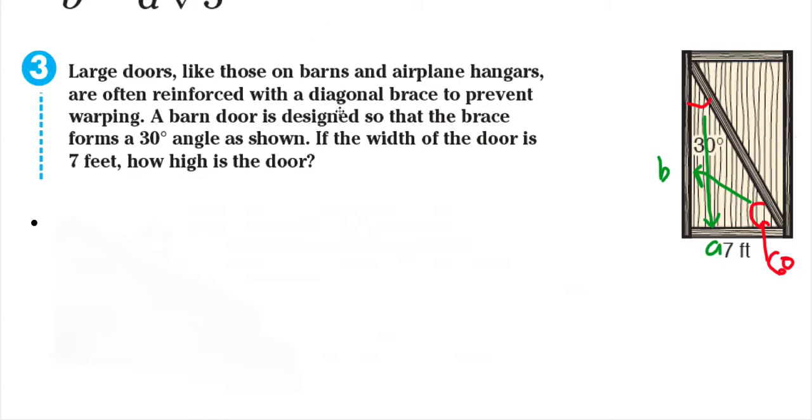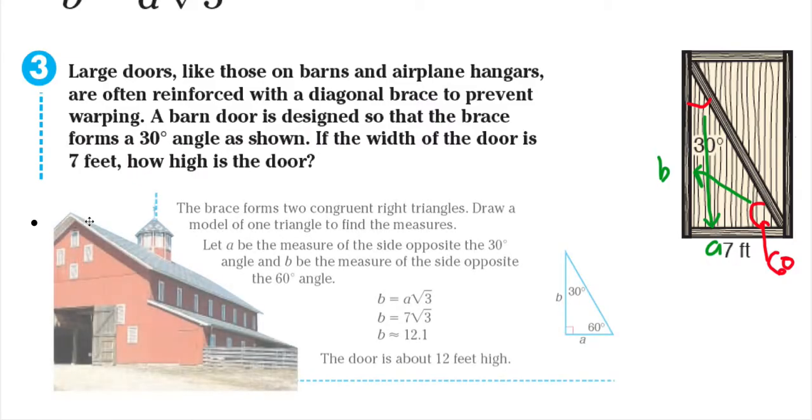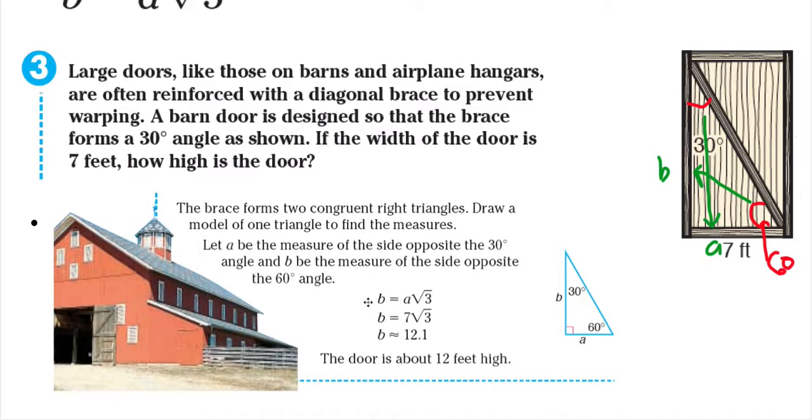If the width of the door is 7 feet, how high is the door? So what is given? A is given. A is equal to 7 feet. So we simply follow the formula. We substitute the value. B equals 7 times radical 3, and now we have B equals 12.1. The door is about 12 feet high.